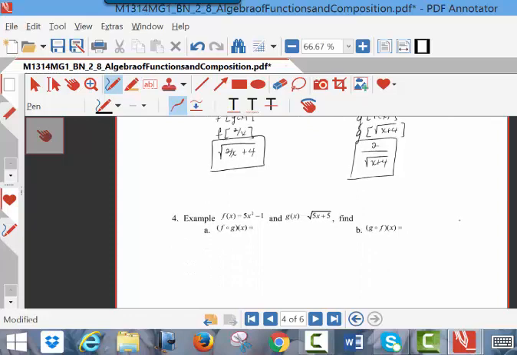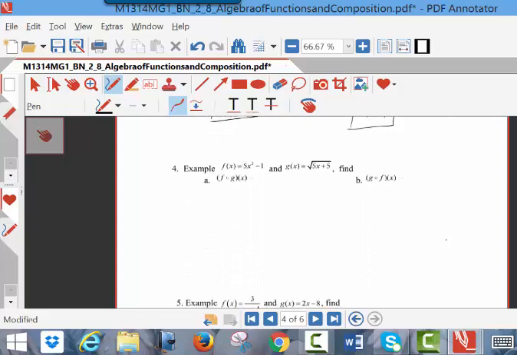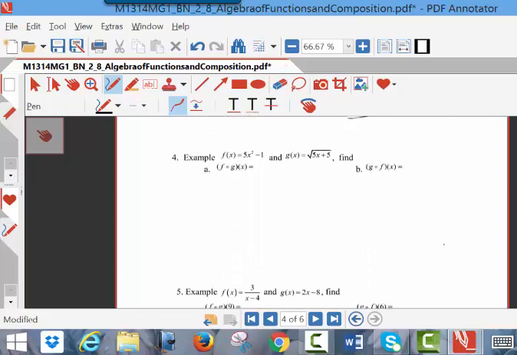Okay, so let's go down to the next one. More composition. Okay, f composition g of x. So this is f of g of x, which is f of, what in the world is g of x? I've got to go find it. Oh, there it is. It's the square root of 5x plus 5.